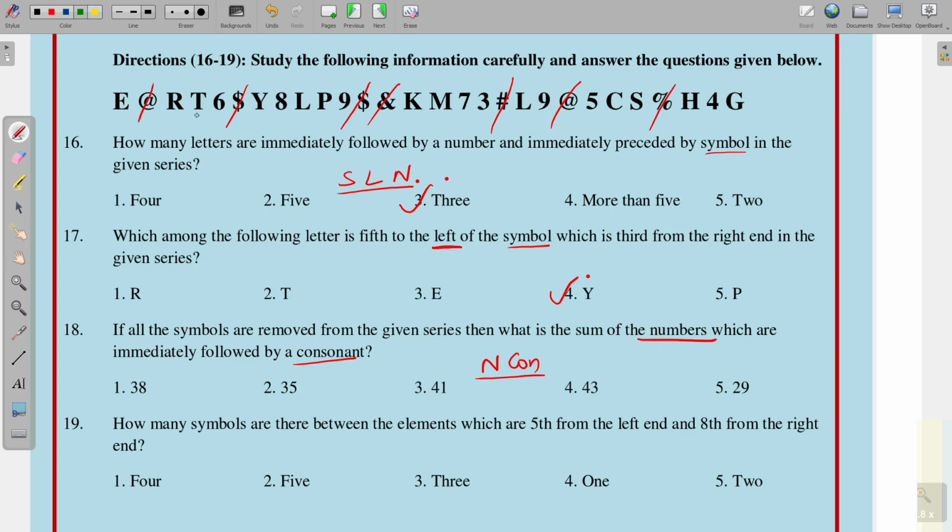So look here: first one is 6, plus next that is 8, and next that is 9, and next that is 7. So 7, and next 7, after that 4 and 7, 4 and next. So what is the sum of the numbers which are immediately followed by a consonant? So, mistake.